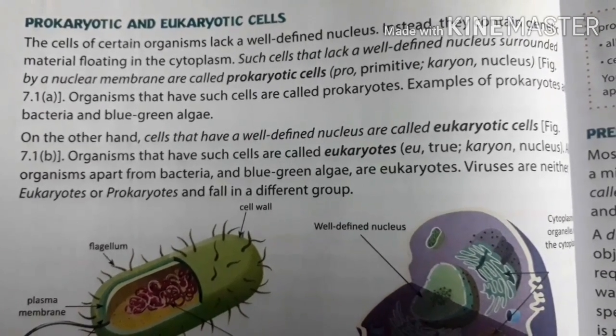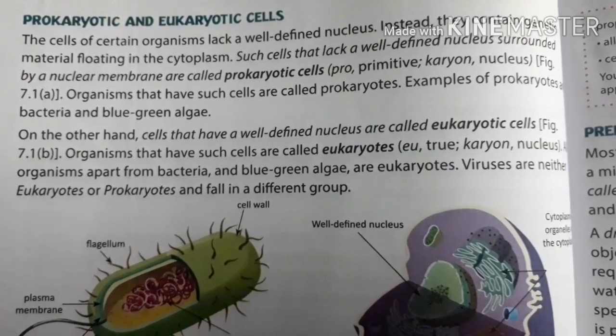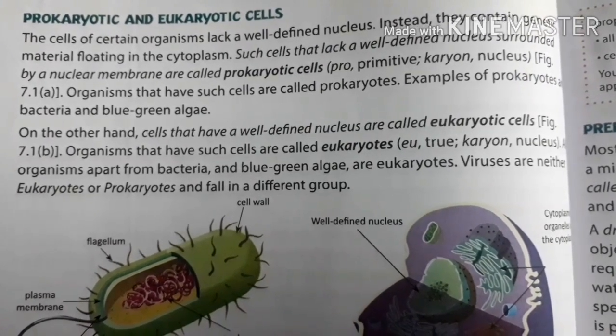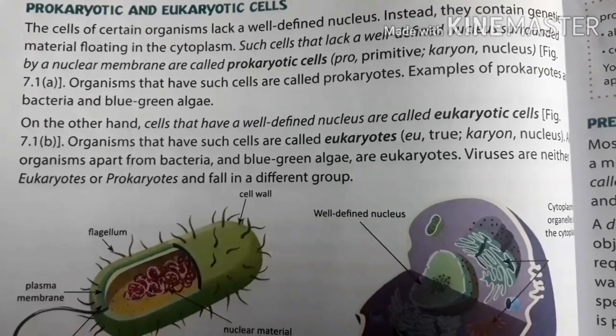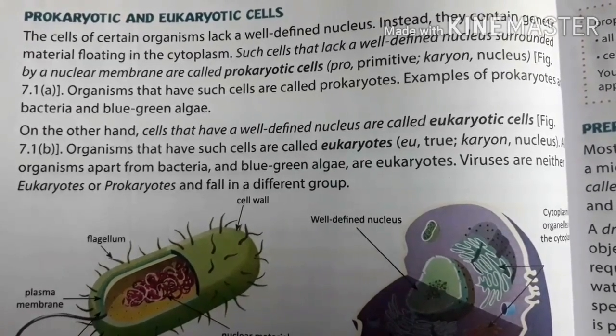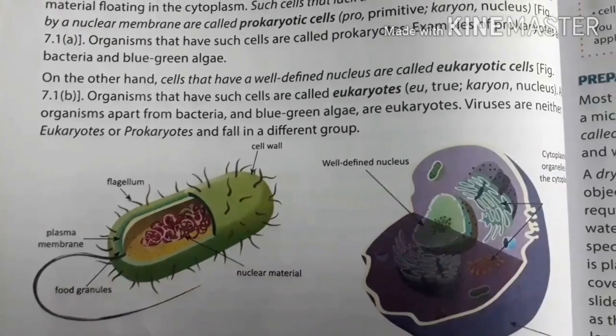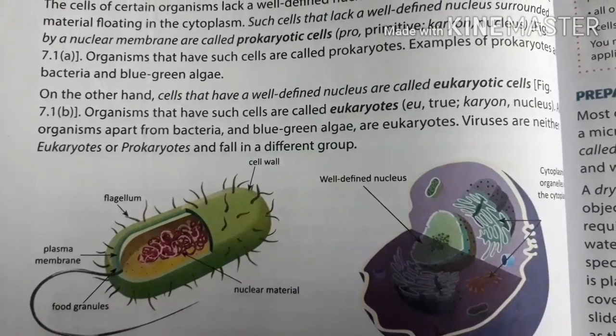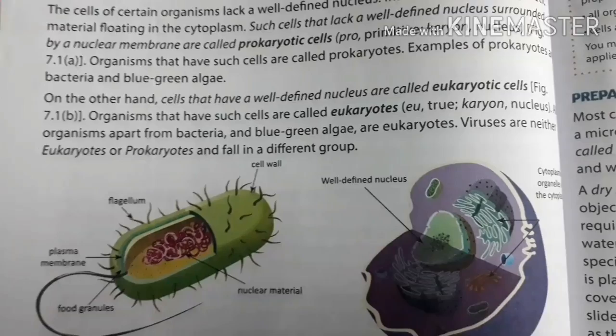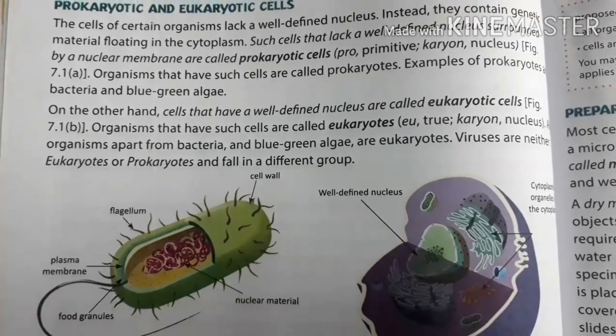Such cells that lack a well-defined nucleus surrounded by a nuclear membrane are called prokaryotic cells. Pro means primitive, karyon means nucleus. You can check figure 7.1a. Organisms that have such cells are called prokaryotes. Examples of prokaryotes are bacteria and blue-green algae. These are the examples of organisms which have prokaryotic cells.